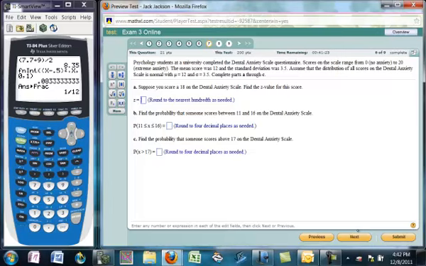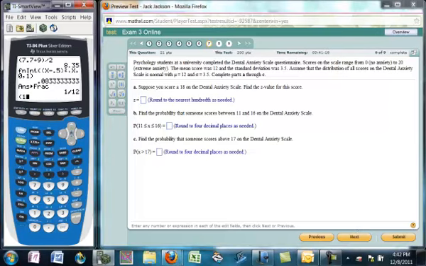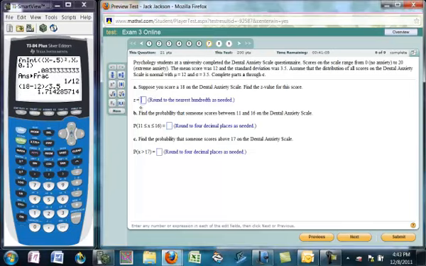Okay? Find the z-score for a value of 18. Now remember, a z-score is your x value minus the mean, which was 12, and we're dividing by the standard deviation of 3.5. And there's our z-score, rounded to the hundredth, 1.71.